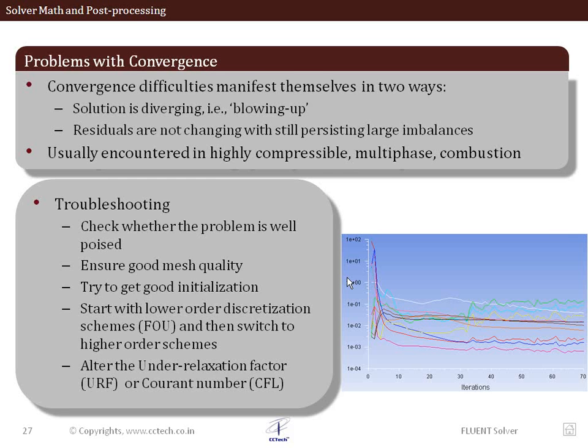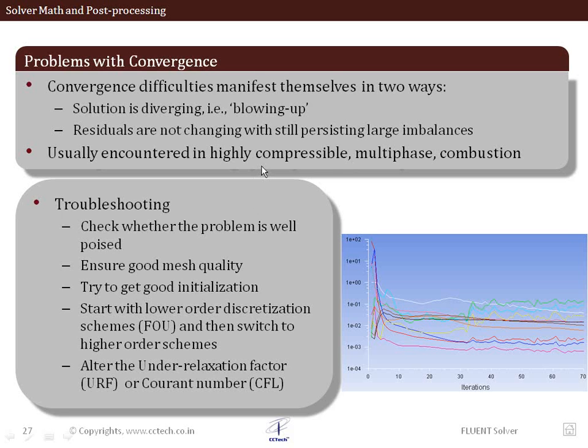Convergence difficulties manifest themselves usually in two ways. One of them is called the blowing up of the solution. So the solution is diverging, the residuals start climbing up. That's a very hard sight to see usually. And the other case is when the residuals are not changing, but still there are imbalances, as we noticed. That's when we can make the criteria a bit stricter, but the residuals are not falling down.